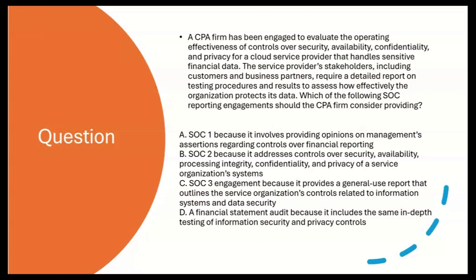A says SOC 1 because it involves providing opinions on management's assertions regarding controls over financial reporting. B says SOC 2 because it addresses controls over security, availability, processing integrity, confidentiality, and privacy of a service organization's systems. C says SOC 3 because it provides a general use report that outlines the service organization's controls related to information systems and data security. And D says a financial statement audit because it includes the same in-depth testing of information security and privacy controls.